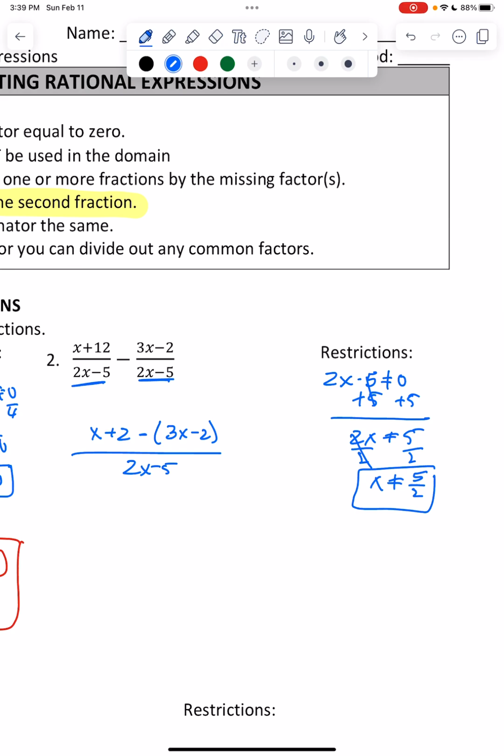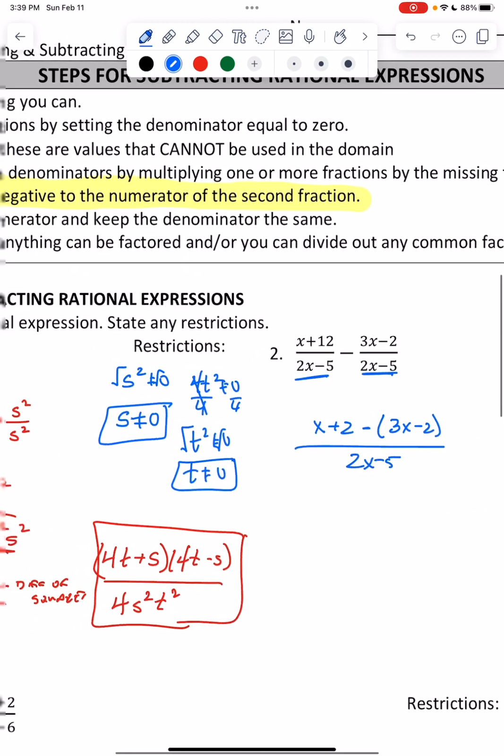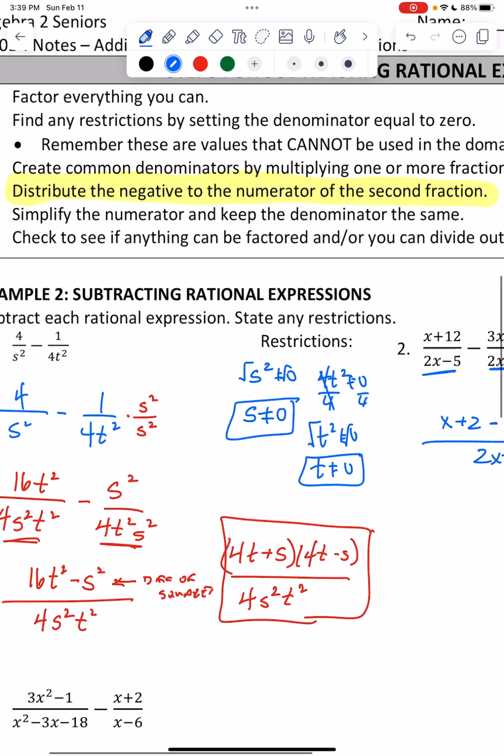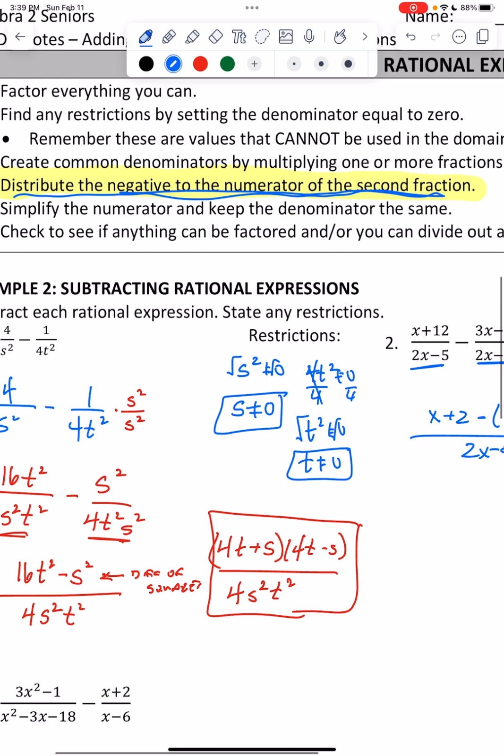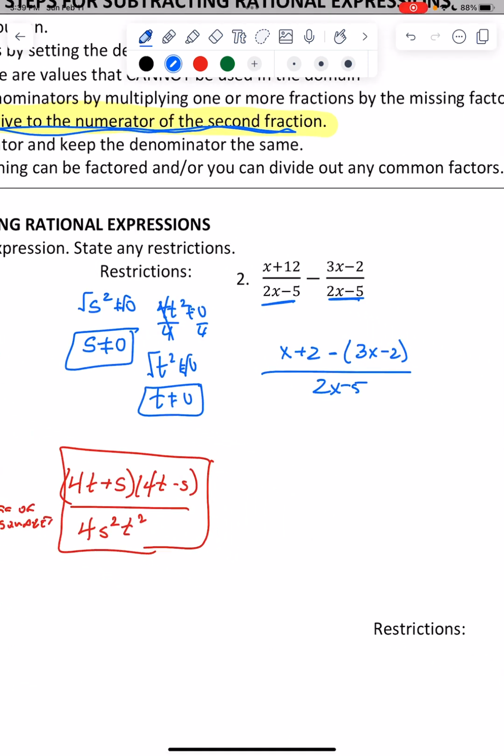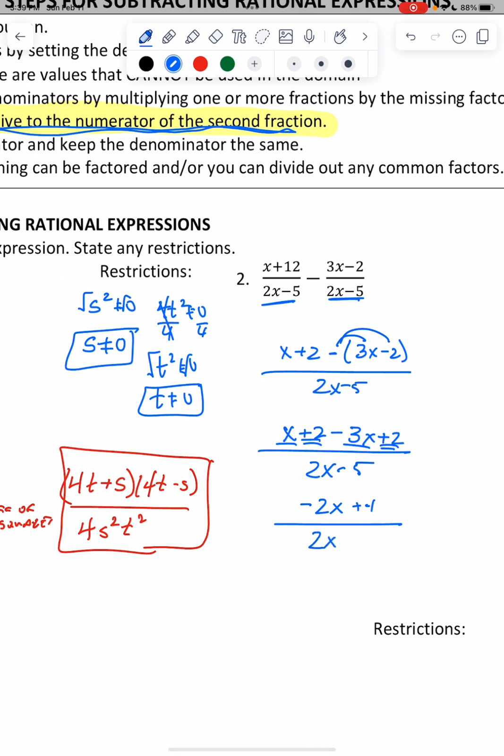Okay, so this is where this part comes into play that I highlighted at the top. Distribute the negative to the second fraction. That's why I put it in parentheses, so we remember to distribute that negative sign. So it'd be minus 3x plus 2 over 2x minus 5. So combine like terms. We got negative 2x plus 4 over 2x minus 5.